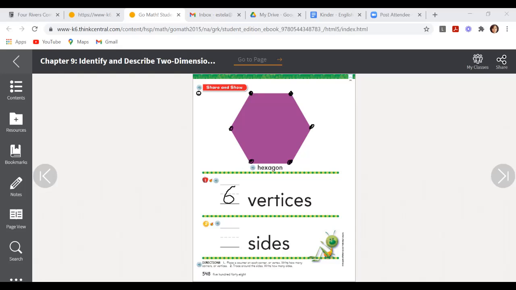Okay, how many sides? Can you help me count the sides? Yes. Okay, there's 1, 2, 3, 4, sides. Let's write the number. Now we know that a hexagon has to have 6 vertices and 6 sides. Okay, thanks, Emilio. Okay, we're gonna go to the next page.